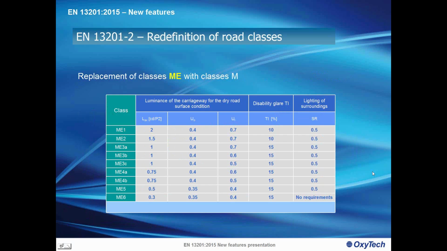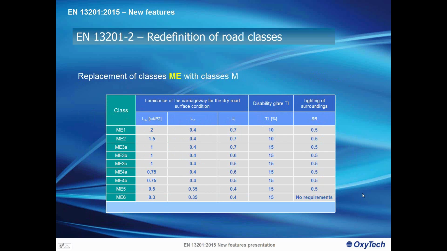So let's start with the analysis of the ME classes. As we can see, the ME classes were characterized by three groups of parameters: the ones related to the luminance, the ones related to disability glare, and the one related to the lighting of surroundings, which means luminance and the uniformity parameters, the overall uniformity and the longitudinal uniformity, and disability glare with the TI, the threshold increment value, and the SR, which is the surround ratio, with the corresponding values we have here.